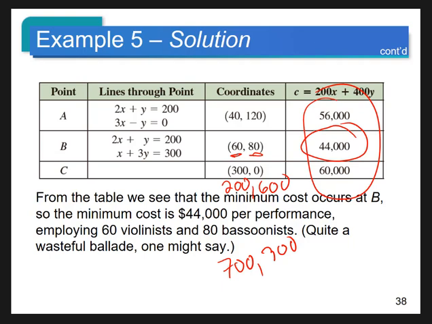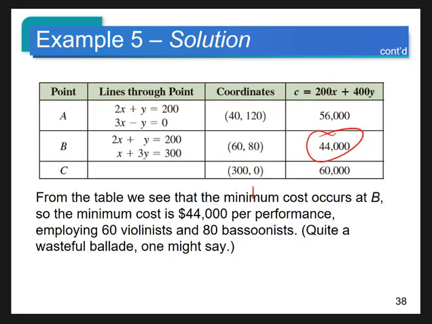So generally these unbounded situations, to be totally frank, work best if we're trying to minimize that objective function. If we're trying to maximize it, typically the unbounded situation does not provide an optimal solution. So there we go. Our minimal cost, optimized cost, is going to be $44,000 using 60 violinists and 80 bassoonists. So that is it for this section. The next part is to move on to 3 variables and how we deal with that. We'll do that in our next section.